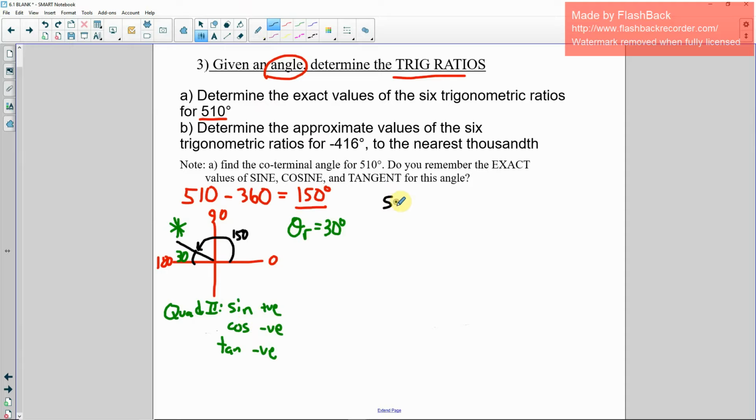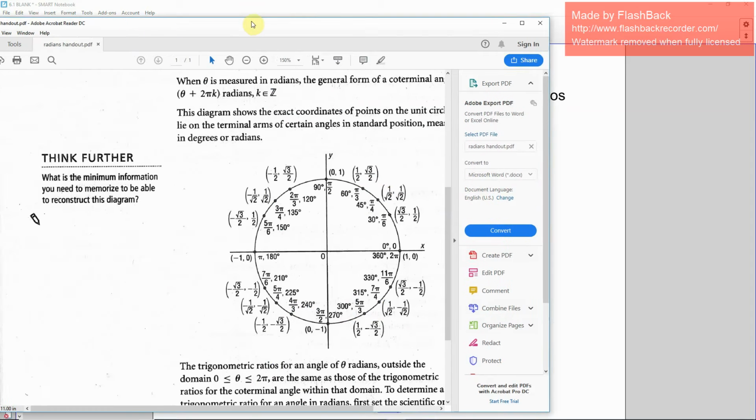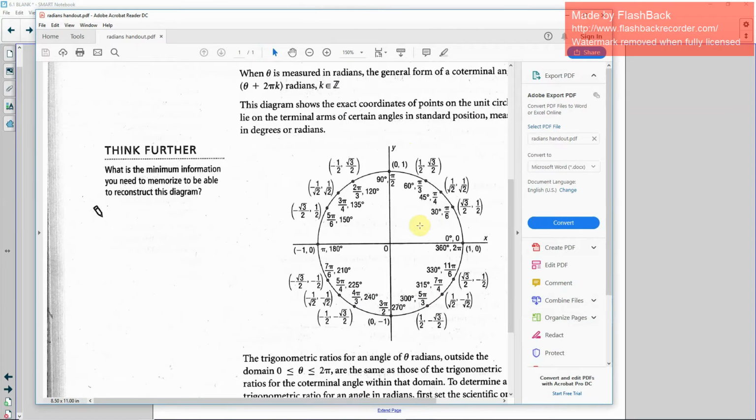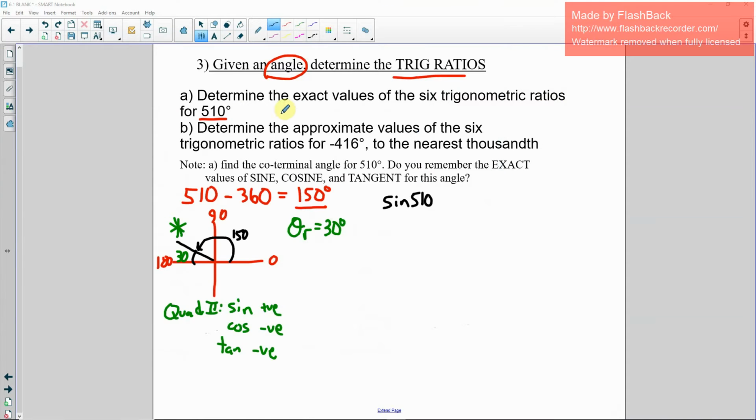So if we say we find sine of 510, we know that the reference angle for that is 30. If you look at 30 degrees and you look at sine, or the y value, you see 1/2. Well, that's our answer for sine 510. If you plug sine 510 in your calculator, you're going to get back the answer 1/2.